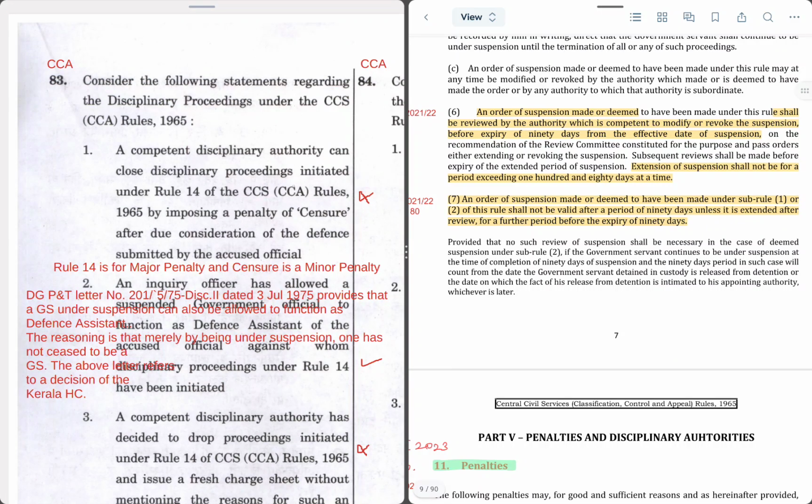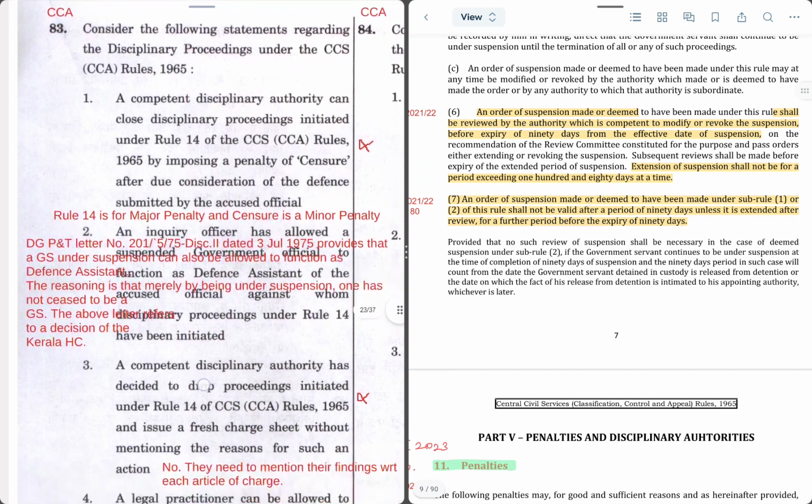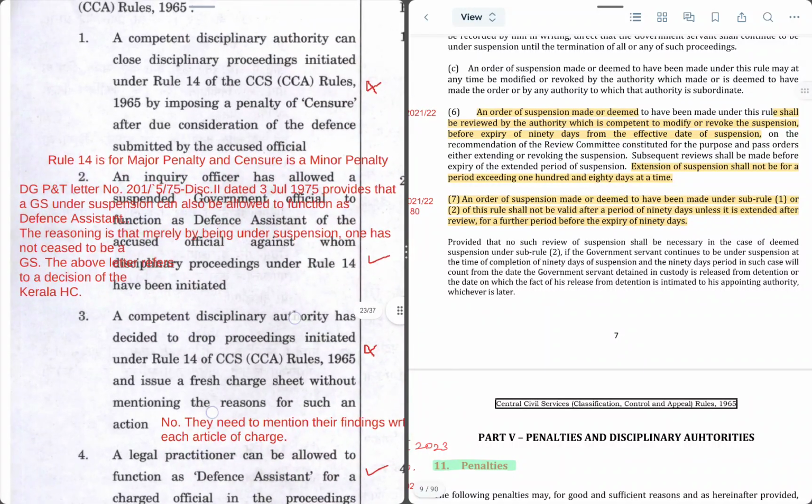So, even if proceedings are initiated under Rule 14, for giving censure, the procedure has to be followed. The proper procedure has to be followed under Rule 14, and after that only you can give the penalty of censure. Mere submission of statement by defense is not enough, because censure is also a minor penalty and procedure has to be followed to impose such a penalty on a GS.